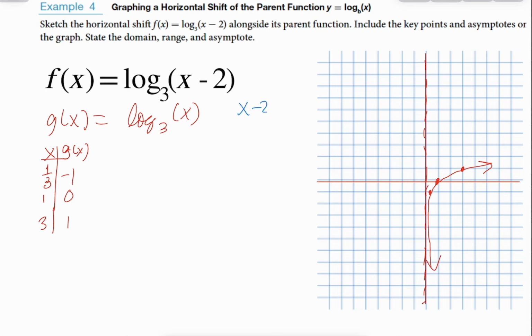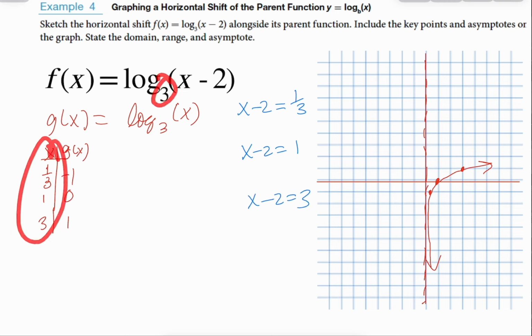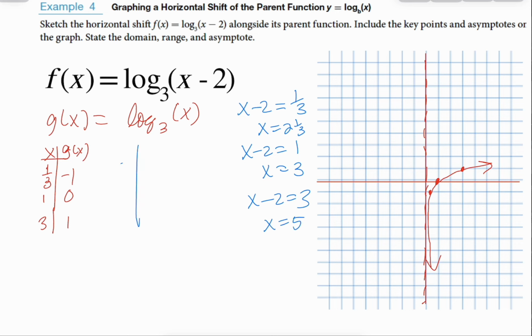So let's take our x minus 2 and think to ourselves, when am I going to get 1/3? When am I going to get 1? And when am I going to get 3? The 3 original good versions of something to plug in to a log base 3. You'll notice each one of these x values we're going to add on 2. So this is 2 1/3. This is 3. And this is 5. So for our f function, we want to plug in 2 1/3, 3, and 5.